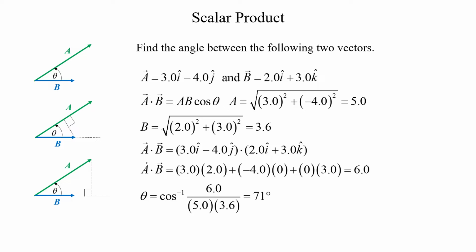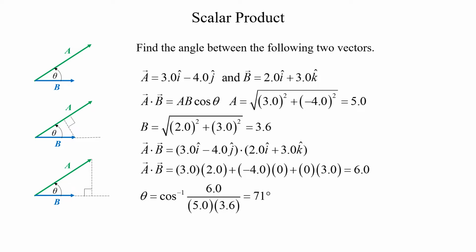Well, we can find the length of A. We just use the Pythagorean theorem. So it's the x component squared, 3.0 squared, plus the negative 4.0 squared, and then the square root of that, which gives me 5.0. And then to get the length of B, I take 2.0 squared plus 3.0 squared, and then the square root of that sum, and I get 3.6. So now I've got the length of A and the length of B. Now I can do the dot product directly.